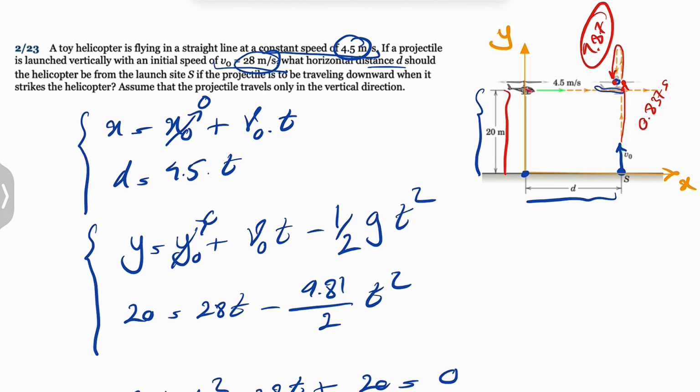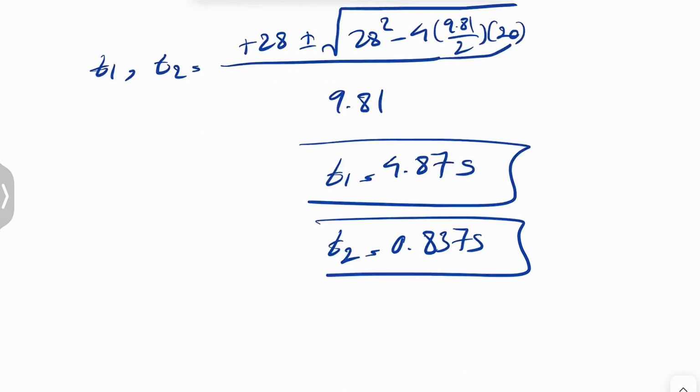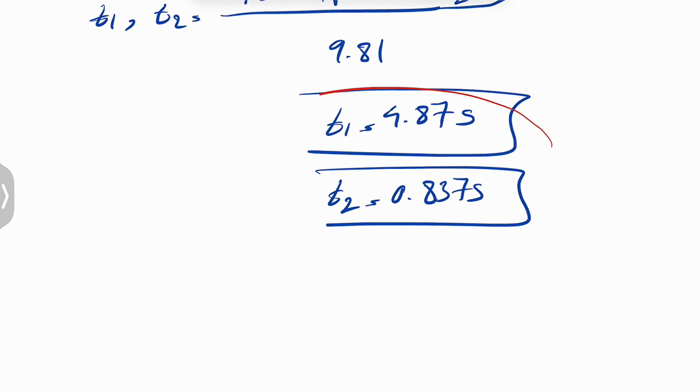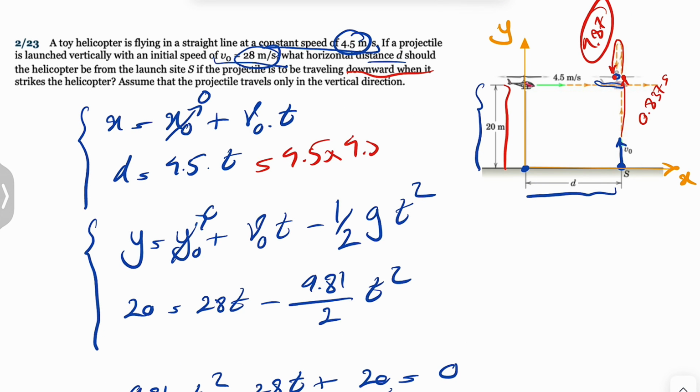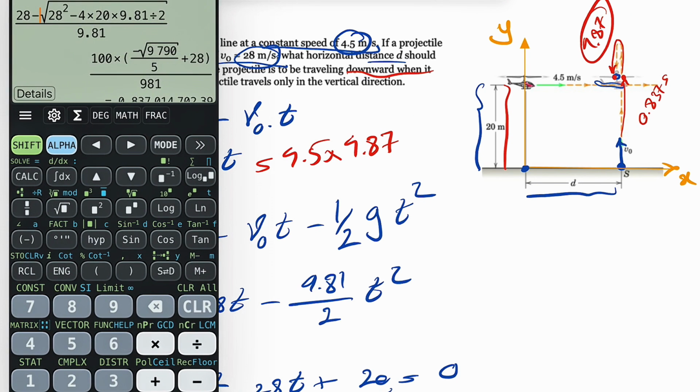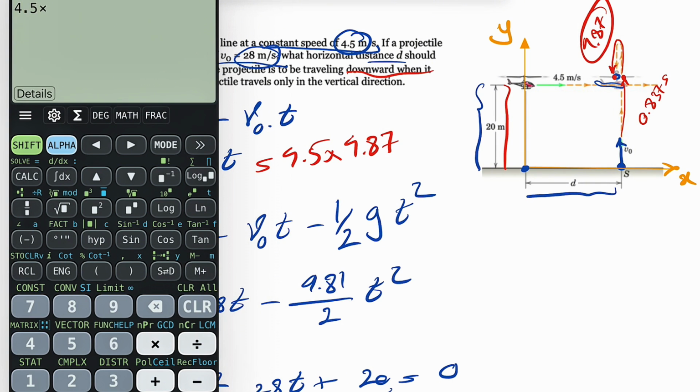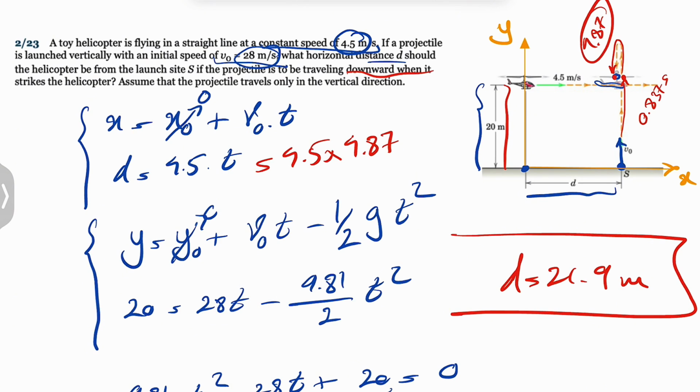And that's going to be the time that you're looking for, because the question is telling us the projectile is traveling downward when it strikes the helicopter. So that's the time we're going to use to find the d, not the first one. We just have to multiply 4.5 by this time in the previous equation. So 4.5 times 4.87 gives us 21.9 meters. And that's the final answer for this question.